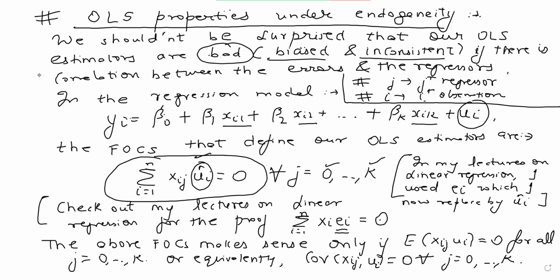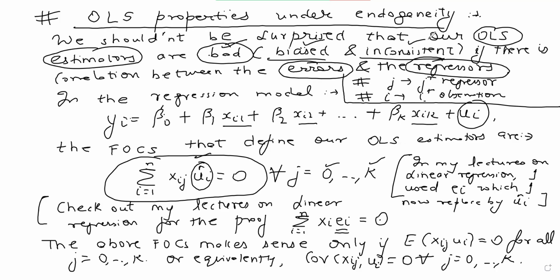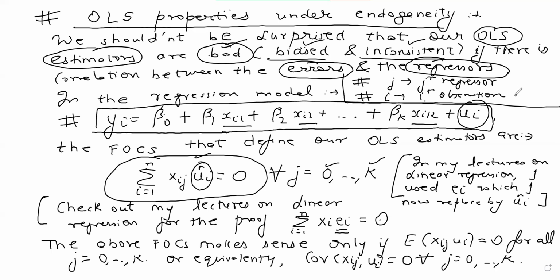What we learn is, if our error term tends to be correlated with the regressors, our OLS estimators are bad. Bad means they are biased and inconsistent. If I look at a regression model, yi equals beta naught plus beta 1 xi1 plus beta 2 xi2 plus dot dot dot beta k xik plus ui, where i denotes the ith observation, j denotes the jth regressor. j goes from 0 to k, i goes from 1 to n.